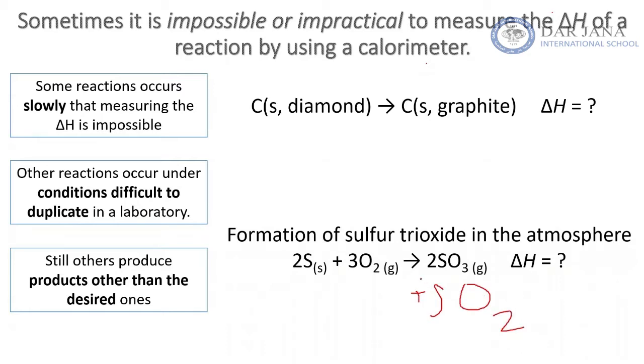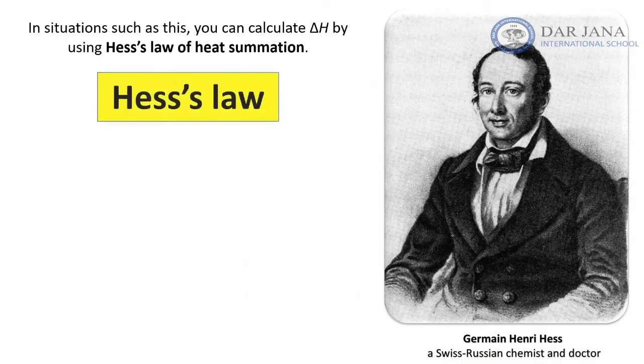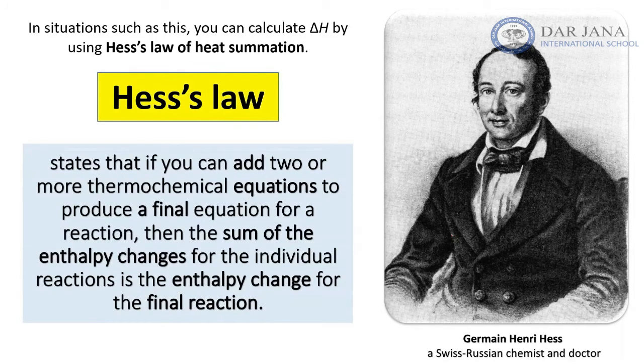Now, for these reactions, chemists use a theoretical way to determine the delta H. They use Hess's law. Hess's law states that if you can add two or more thermochemical equations to produce a final equation for a reaction, then the sum of the enthalpy changes for the individual reactions is the enthalpy change for the final reaction.